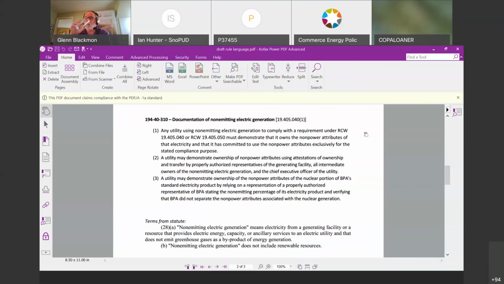So Glenn, this is Steve. Does that kind of dovetail with the language in 320 on this bundled acquisition-based approach for compliance? Yeah, it would, right? If we were under 320, we were using examples that were renewables, but the same could be true with a non-emitting electric generation resource. That utility would retain the non-power attributes and commit not to use them for anything other than compliance under 310 subsection 1. Okay, thank you.